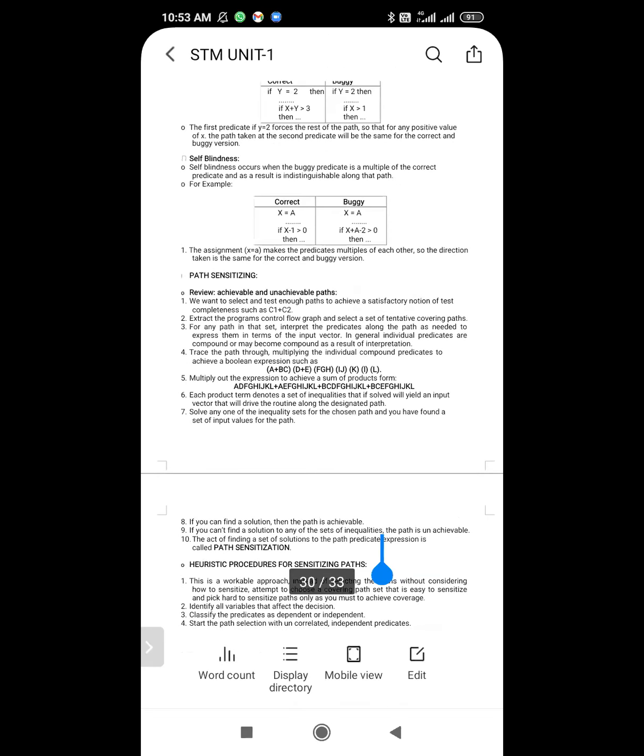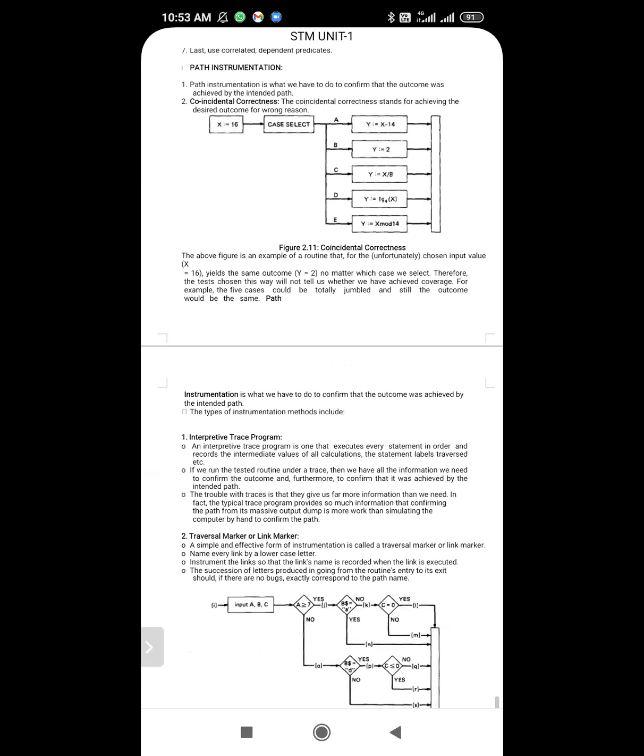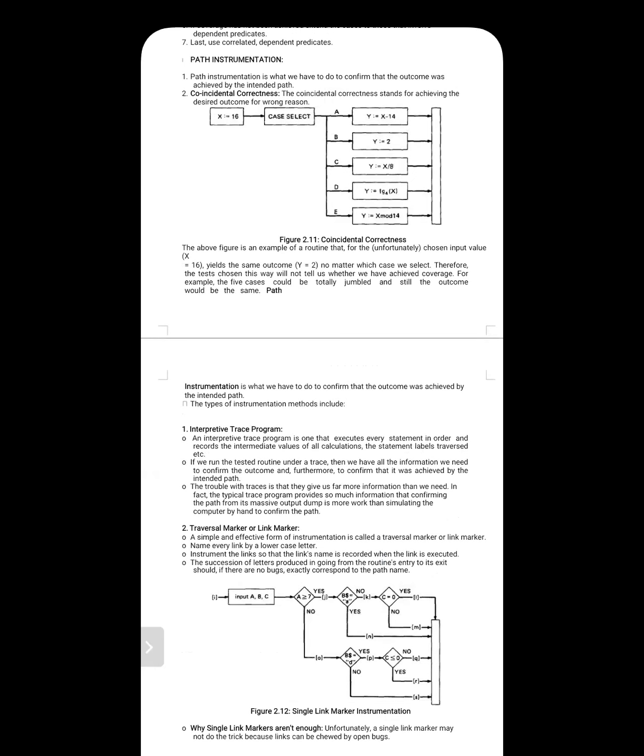Next one, path instrumentation. We will discuss tomorrow. In the first unit, we are having two topics left to complete the first unit. Those are path instrumentation and applications of path testing. Okay. Okay. Thank you.